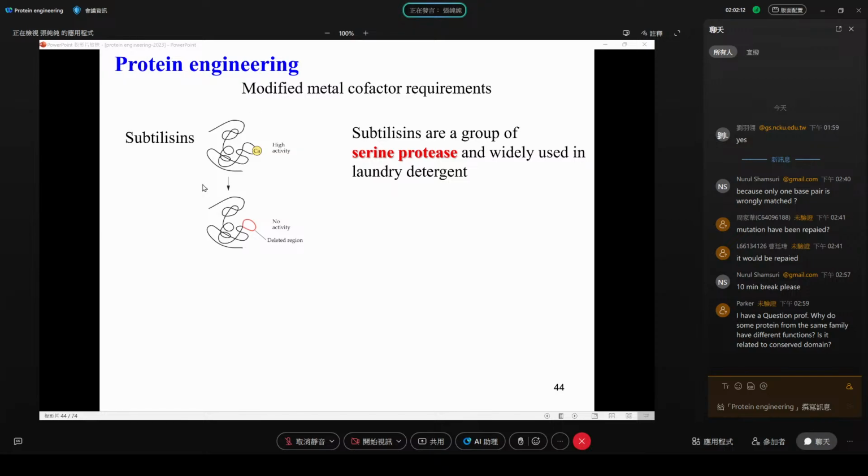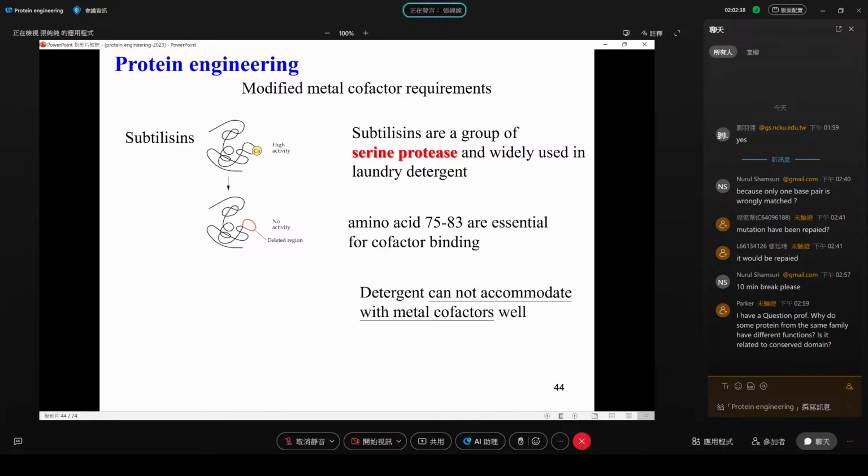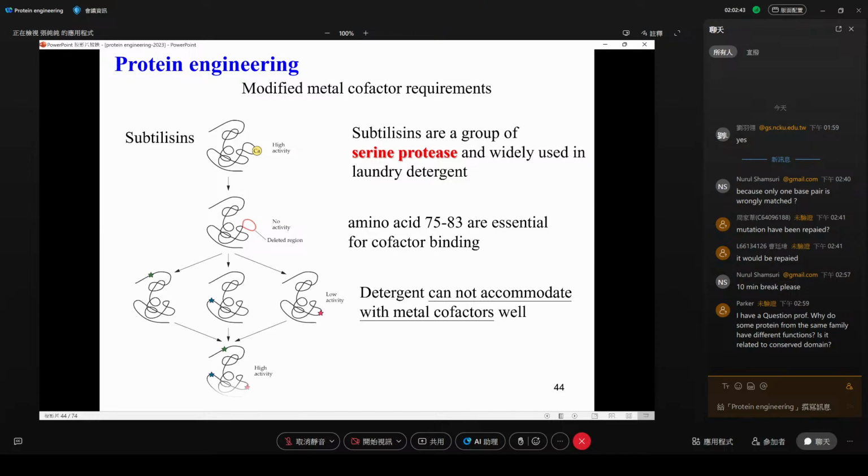So let's start to do all the mutagenesis, trying out one mutation in this pocket, the calcium binding site, changing it to another residue. They can still maintain its activity, still maintain its stability, but then they don't need the cofactor binding anymore. So it becomes a good enzyme to put into the detergent. They don't need any metal cofactor anymore.